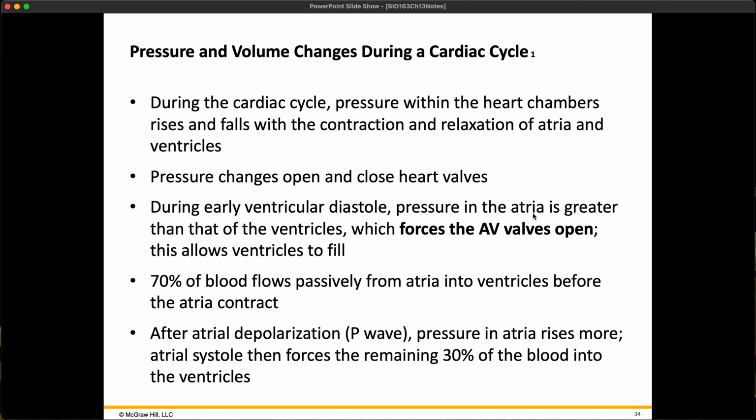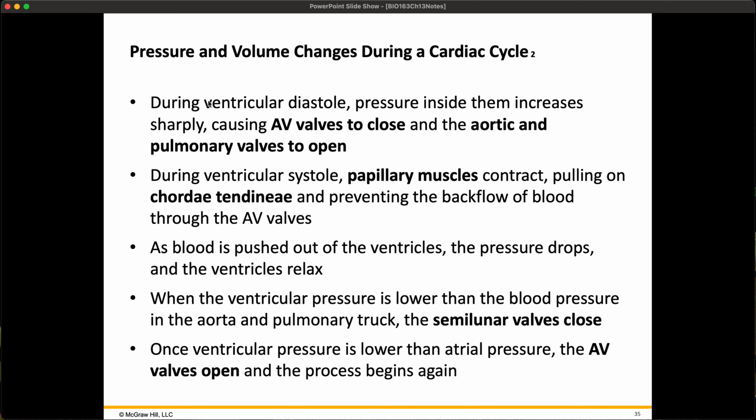So yes, the atria do have a slight contraction, but it's also just that the ventricles are fully relaxed. The atria don't have to be, because they're already filled with blood, primed to push that blood, forcing the AV valves open. So 70% of blood flows passively from the atria to the ventricles before the atria even start to contract, just due to the difference in pressures. After the atria depolarize, the atrial pressure rises even more, and that pushes the remaining 30% into the ventricles. During ventricular diastole, that pressure increases sharply.